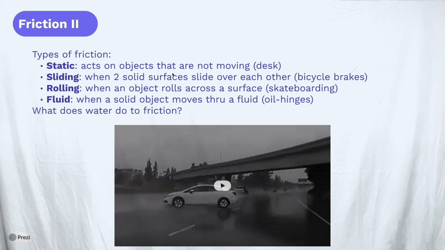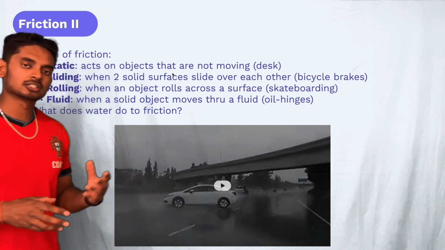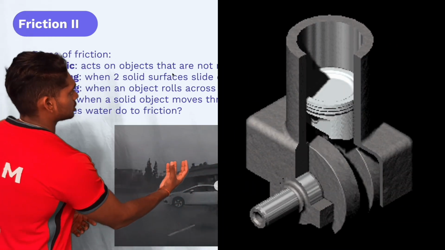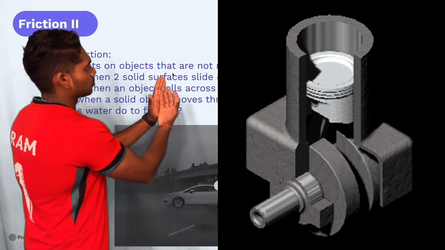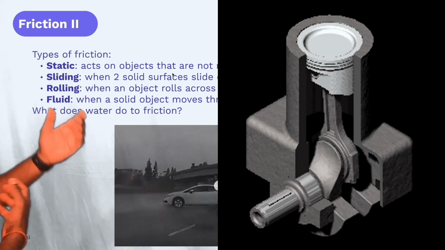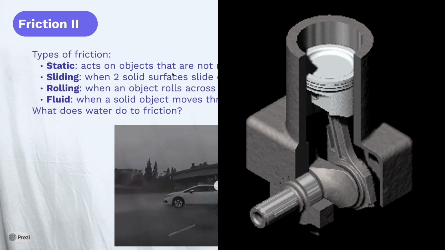And then you have fluid friction: when a solid object moves through a fluid. In your car, you have a bunch of moving parts, probably the piston moving up and down. It's in a cylinder block, and the piston moves up and down with metal walls around it. Now, if you imagine metal on metal, that's a lot of friction. Eventually, it's going to wear down, and the engine's not going to be any good.